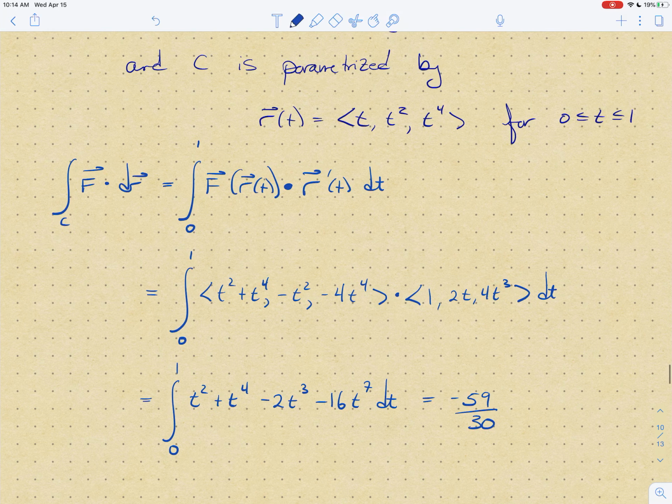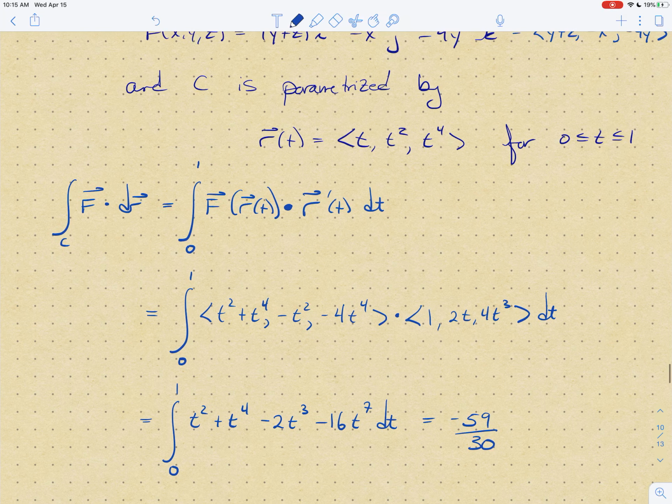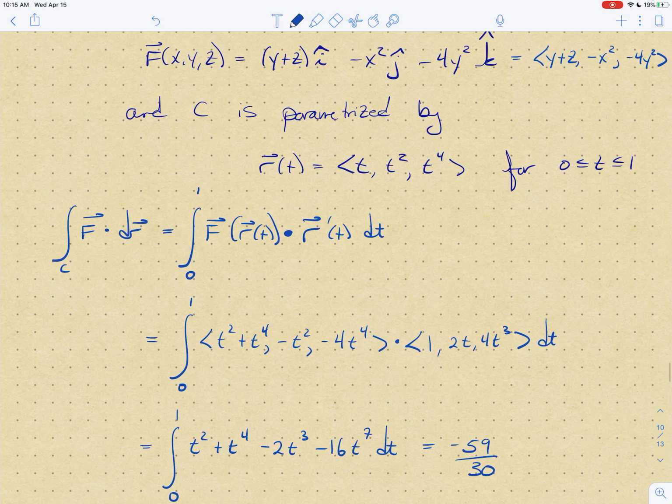And so, again, there is a way to physically interpret this number. It's telling you that the work done by this vector field, moving a particle along this curve, is negative. So you know that overall the vector field is actually pushing against the particle more than it's pushing it forward. So let's stop this video here, and we'll do another example in the next one.